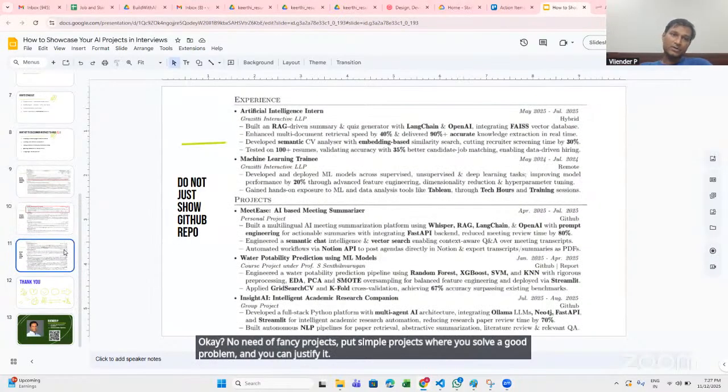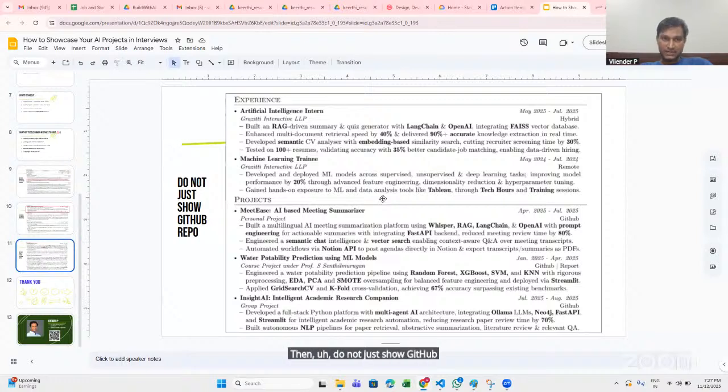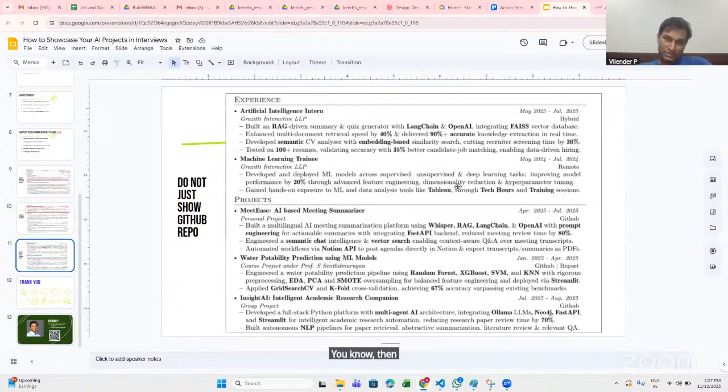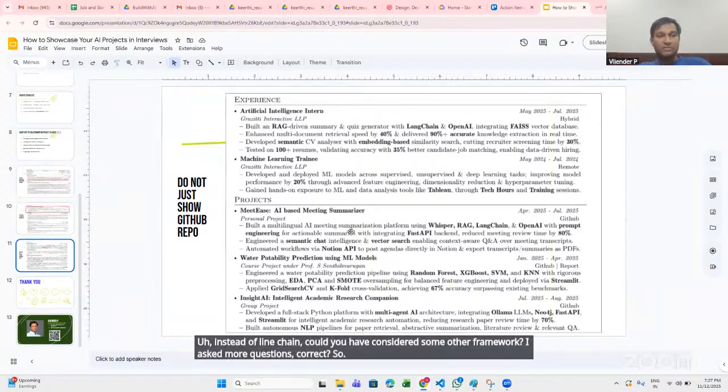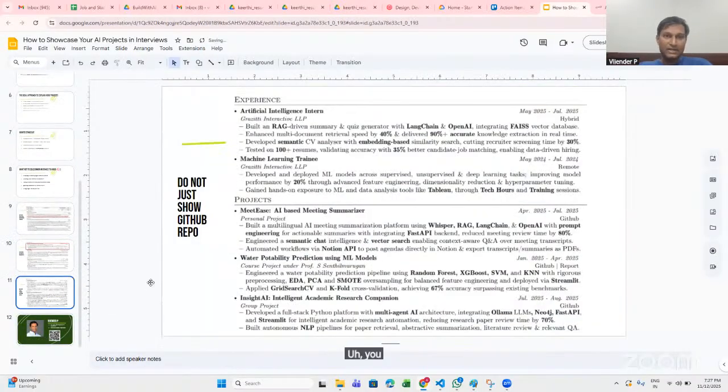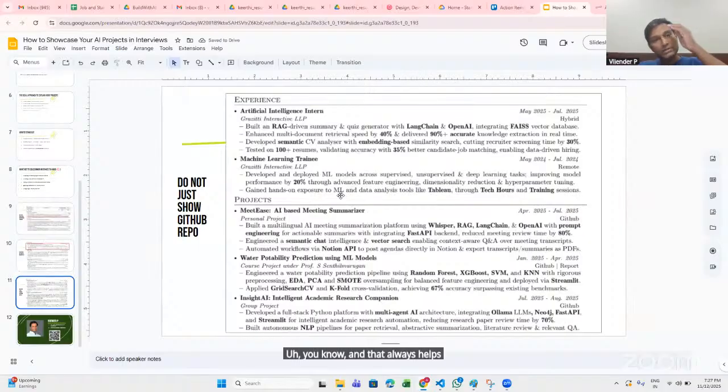Third, do not just show a GitHub repo. This is also what I said. For example, for this RAG project that this candidate has done, if the candidate can showcase it to me, then I ask specific questions on that. If you used LangChain, did you use LangGraph? Why did you not use LangGraph? Or instead of LangChain, could you have considered some other framework? I ask more questions, correct? So show some real-world deployed projects if possible. That always helps.